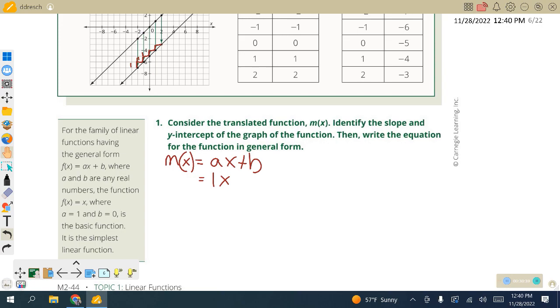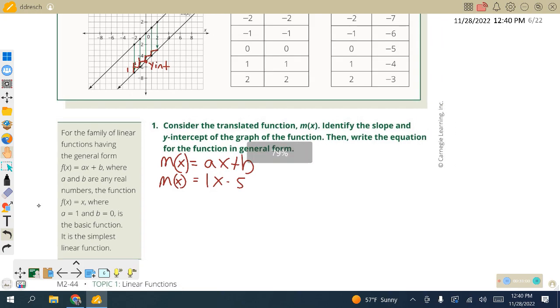Where's that graph crossing the y-axis? Where's my y-intercept? Right here at -5. Correct. Those are all things that we've been doing before. Now we're just looking at it for our transformations today. Okay? All right.